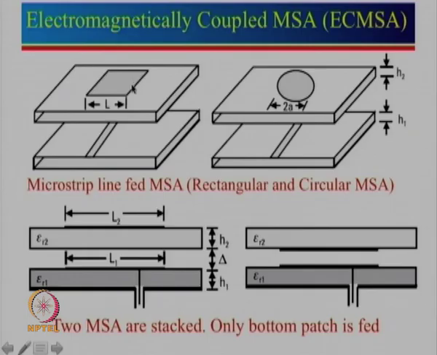Now, instead of a rectangular or square patch, we can take a circular patch, elliptical patch, triangular patch and so on. Over here there are two possibilities: the substrate can be directly sitting on this, or there can be an air gap in between. If there is an air gap in between, that would mean that the effective dielectric constant seen by this patch will be relatively less, and that leads to larger bandwidth.